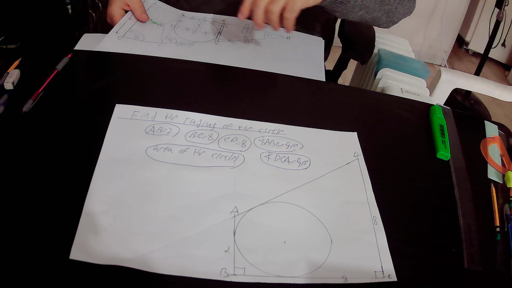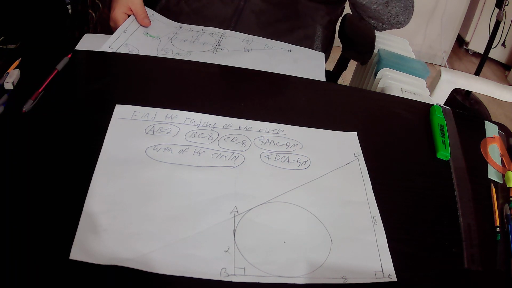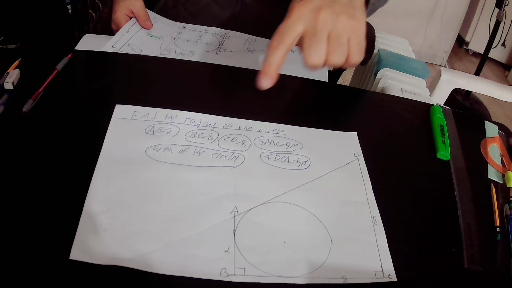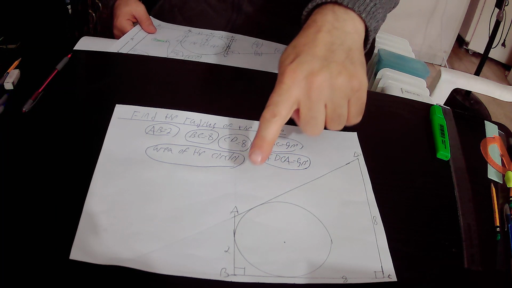In this lecture, we find out the area of this circle. In the drawing, we have quadrilateral ABCD. Inside this quadrilateral, we have this circle.